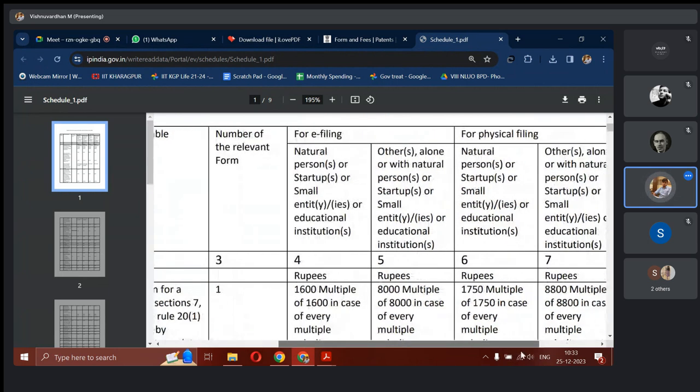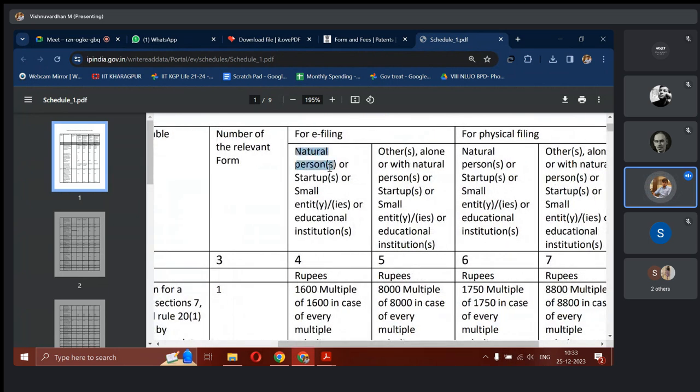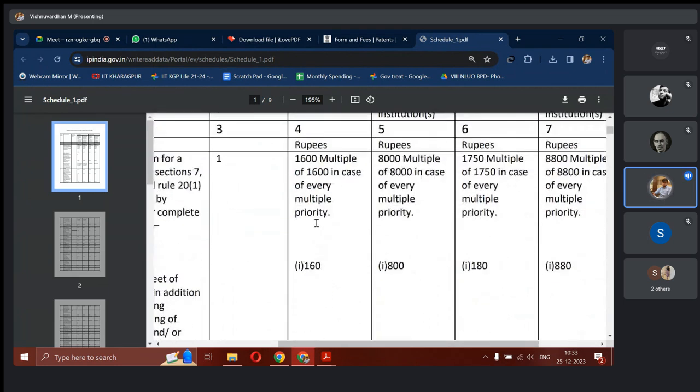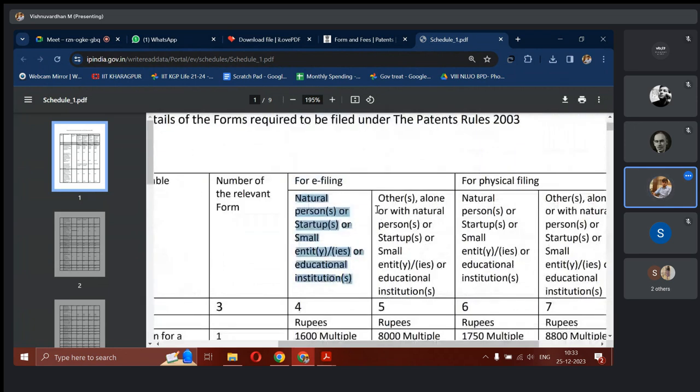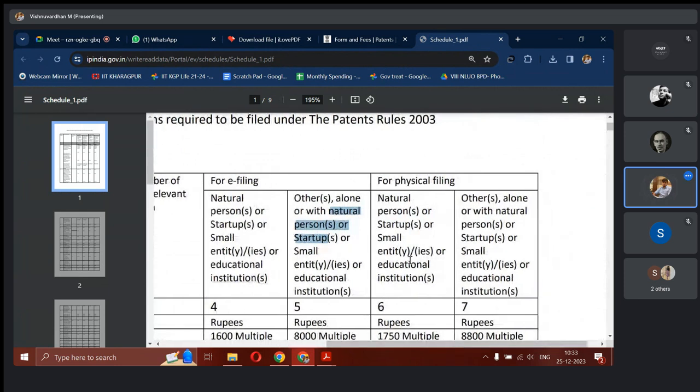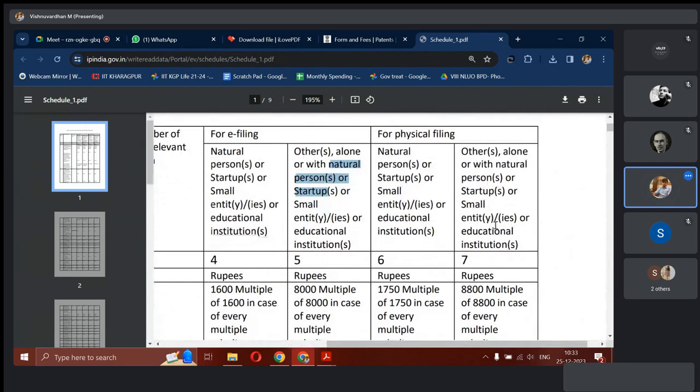So there are three categories. Any natural person or a small startup or any small entity or an educational institution. So they pay the smallest amount of fee. See, 1600 rupees is the least amount of fee. Then any natural person, others alone or with natural. So all this is the same thing. Okay. Then the second one is here. Where is it? One second.